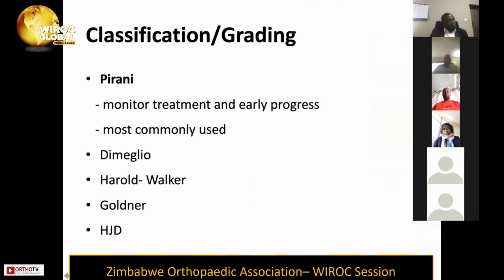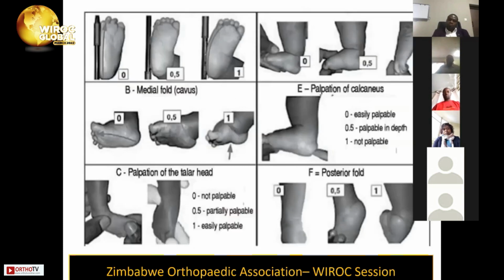In terms of classification or grading, we commonly use the Pirani for monitoring treatment and early progress, and the other classification systems are also mentioned for completeness, but we will discuss probably the Pirani. The Pirani scoring measures 6 parameters which are graded from 0 to 1, with 0 being normal, 0.5 being a mild abnormality, and 1 being a severe abnormality. There is a midfoot contracture score, which measures the curved lateral border, the medial crease, and the lateral head of the talus. And there's a hindfoot contracture score, which measures the posterior crease, the rigid equinus, and an empty heel.